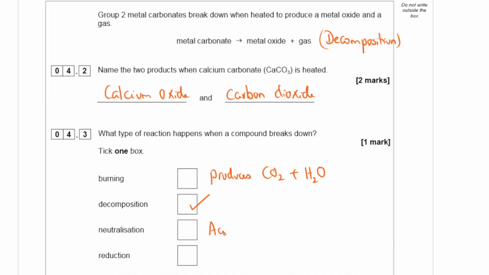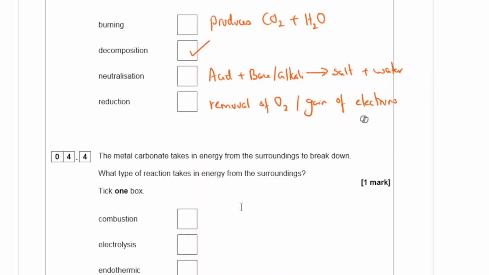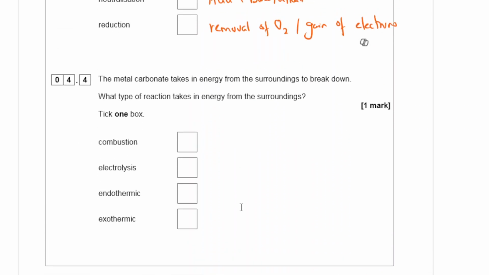Neutralization is an acid reacting with a base or alkali to produce salt plus water. Reduction is the removal or loss of oxygen, or gain of electrons. And a positive ion is negative ion is formed. The metal carbonate takes in energy from the surroundings to break down.